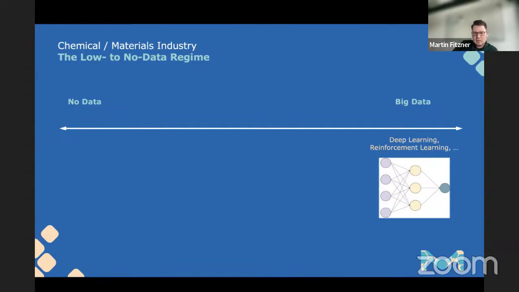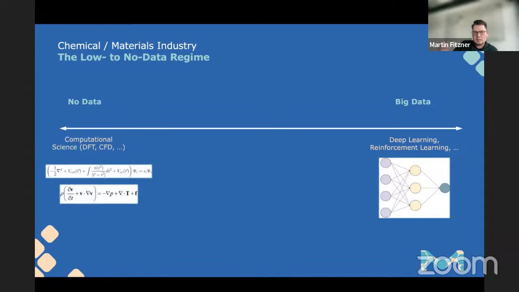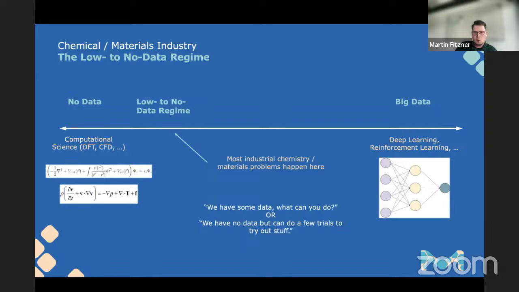On the completely other side, there are no data problems. No data problems appear if experiments are so expensive that they need to work from scratch in your first or second try. There's no data, and there will be no data in a sense because it needs to work from scratch. And there we typically start with computational tools like here I brought density functional theory and computational fluid dynamics as the workhorses. So as you now guess, because there's this big space here in the middle, the reality of my life is that we are actually mostly confronted with something in between, but much closer to the left. So we live in what I call the low to no data regime.